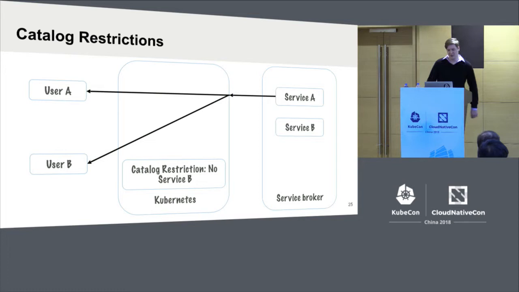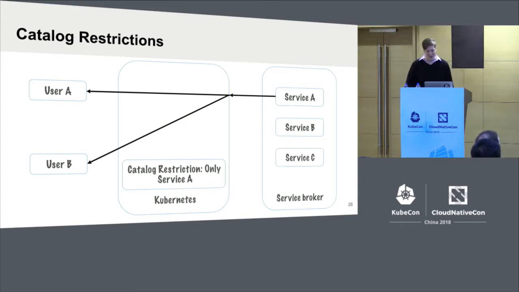Catalog restrictions is our name for a couple of different things we implemented that basically allow the white and black listing of services on a specific service broker. So when you create the broker at register time, you can specify a catalog restriction, which is basically either a white or black list of the services that belong to that specific broker. This is a simple example of a blacklist. When you create the broker, specify a catalog restriction that says no service named B, and service B won't show up to any of the users that have access to the services from that broker.